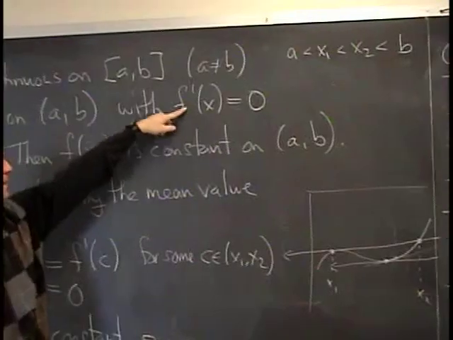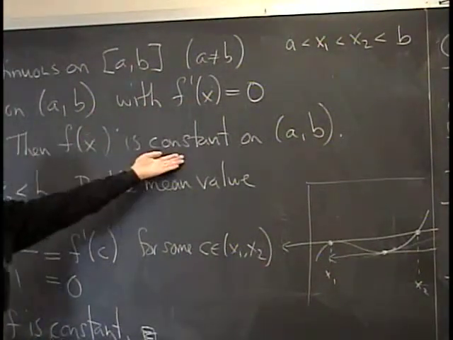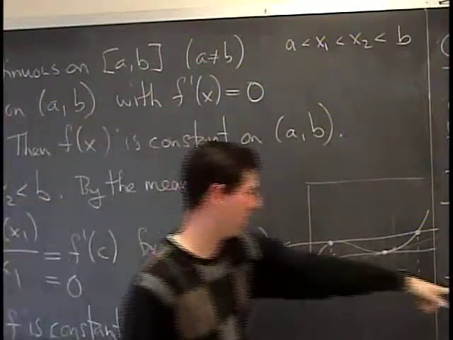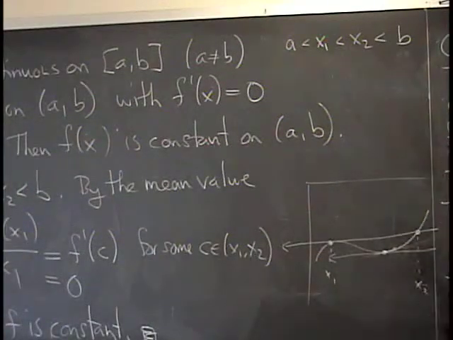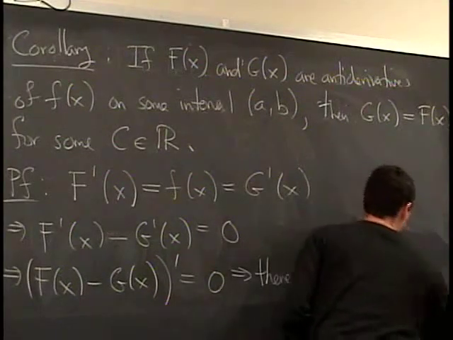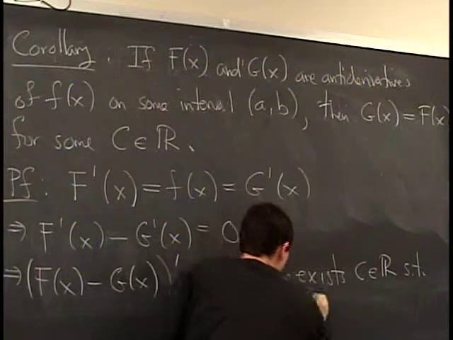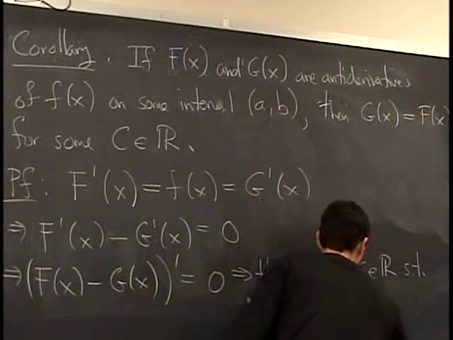Now, what happens? If I have a function whose derivative is always 0, that tells me that the function is constant. So there exists some constant c such that F of x minus G of x equals c.